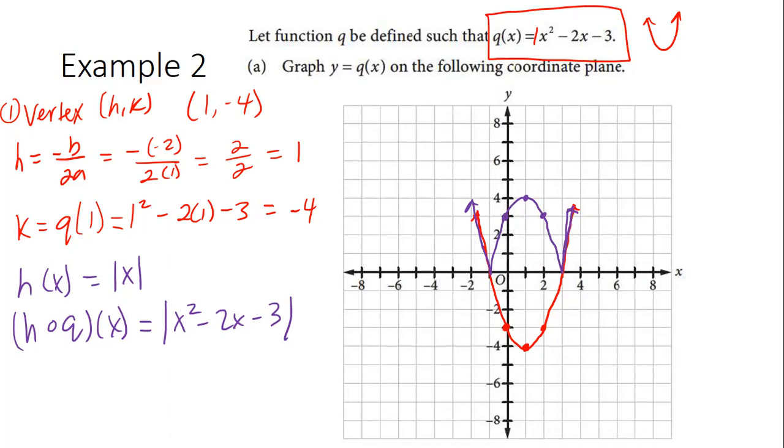So the vertex will be like 1, 4, basically. The new vertex will be 1, 4, right? I mean, yeah, in that sense, yeah.